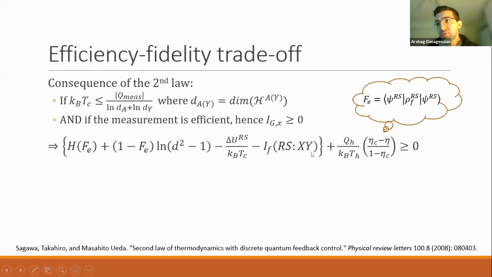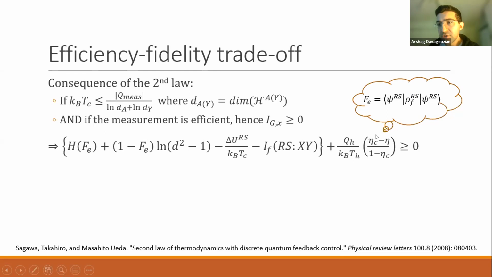And this is just a consequence of the second law that I just showed you. Just for completeness's sake, here Fe corresponds to the fidelity of the quantum error correction. So this is the final state of the reference and the system, and this is the initial purified state, right? So you can get an inequality like this.